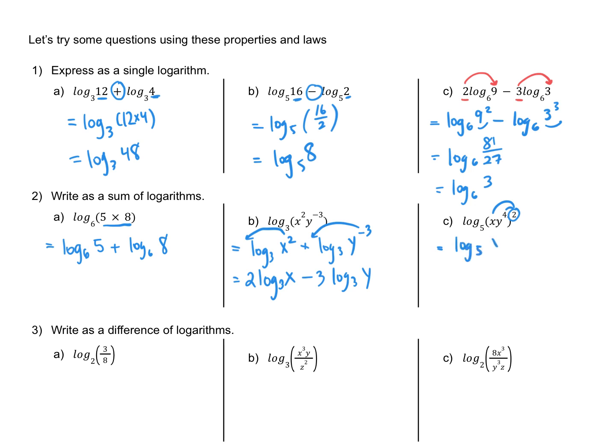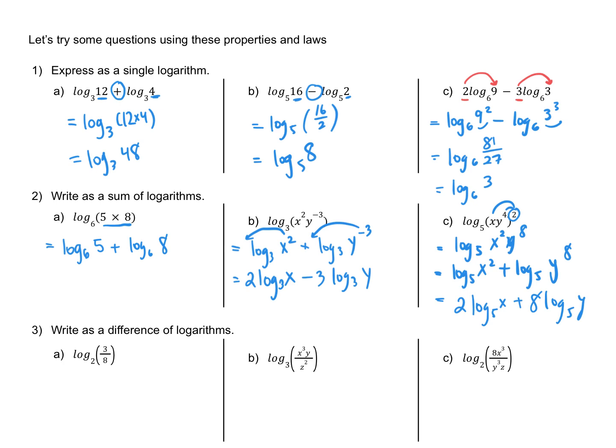So I will just distribute it in using my power to a power. So this is going to be x squared and y to the 8. So that's log base 5 of x squared plus log base 5 of y to the 8. And those exponents can just drop out front. So 2 log base 5 of x plus 8 log base 5 of y.